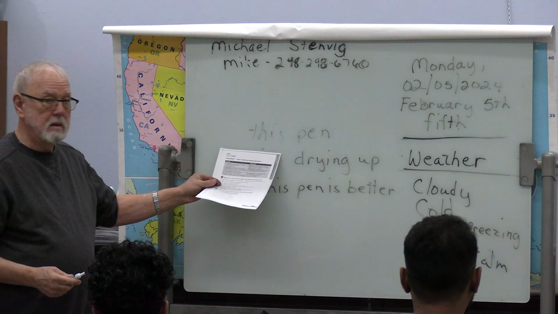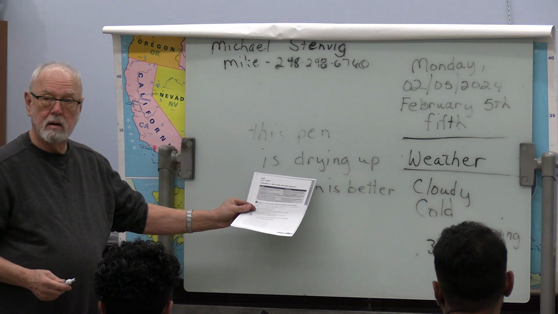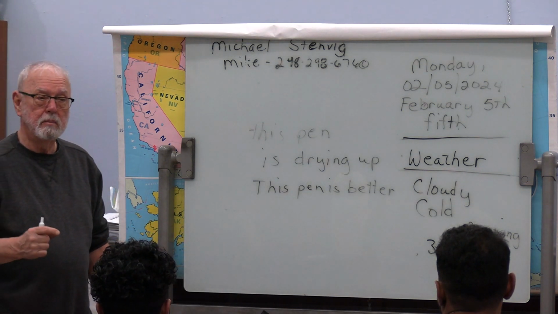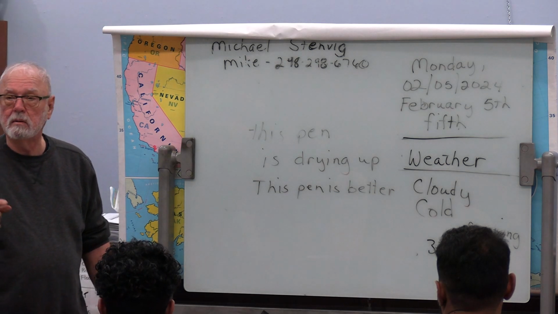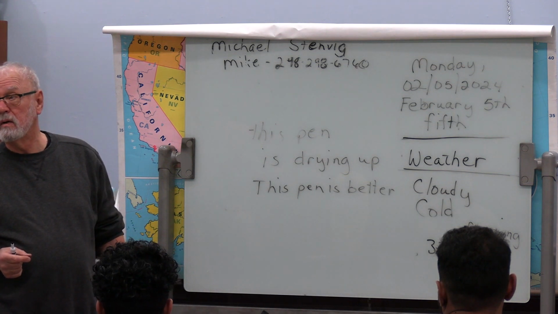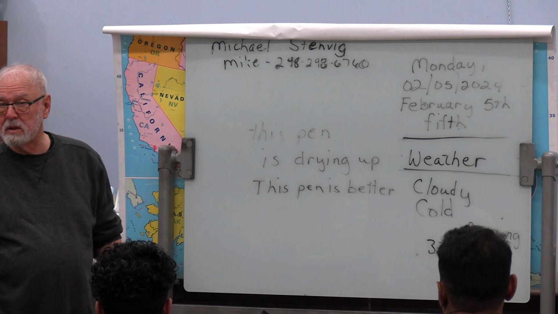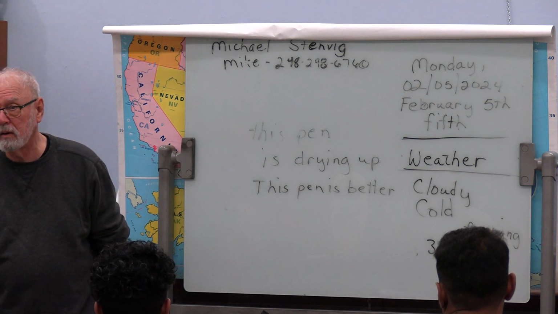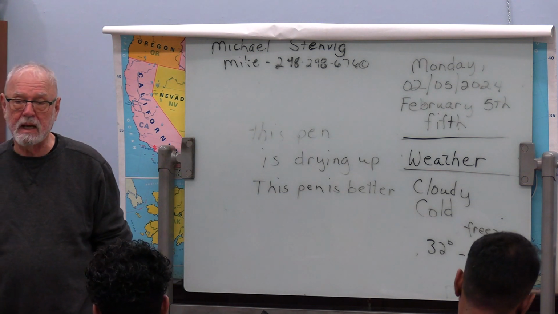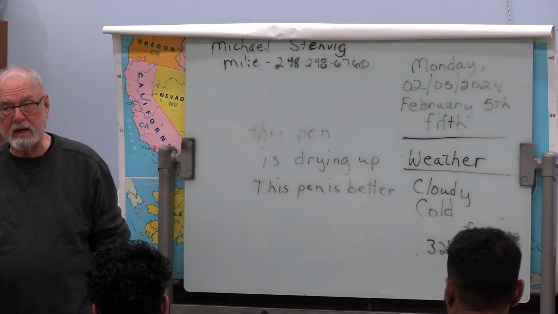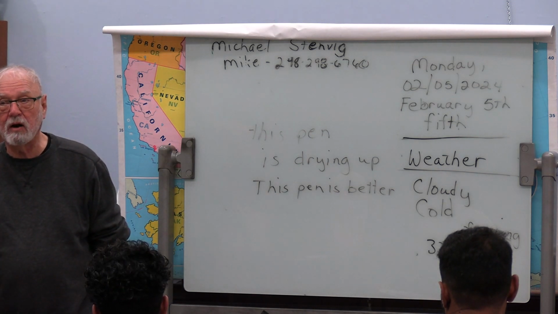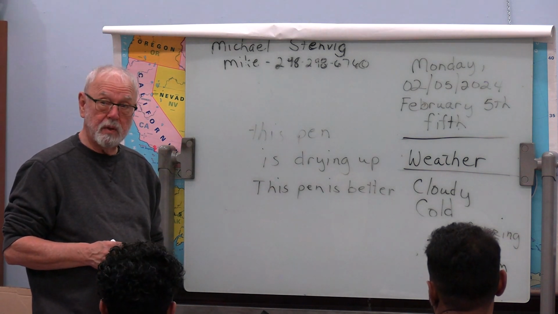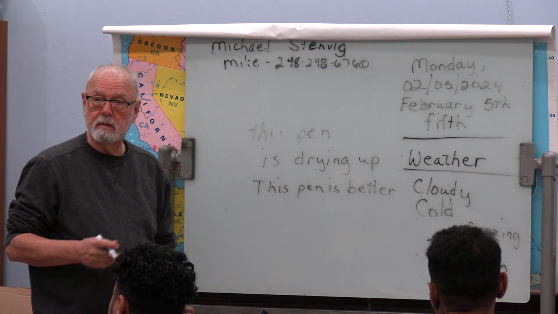Two pens. This pen is drying up. This pen is better. What does that mean? It's good. There's no such word as gooder. The word is better. Good, better, best. Notice that it's got double T's, but it sounds like duh, better. That's how people say it. We say better. So when we're using this expression, we say we better do something, or we better not do something. This is a warning.